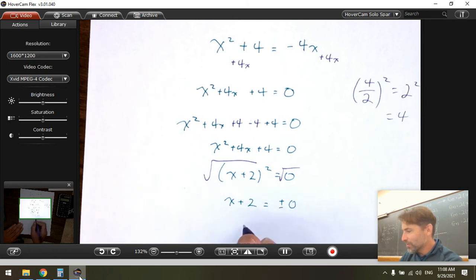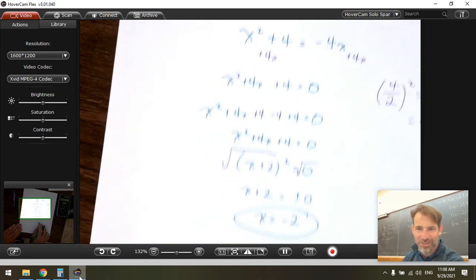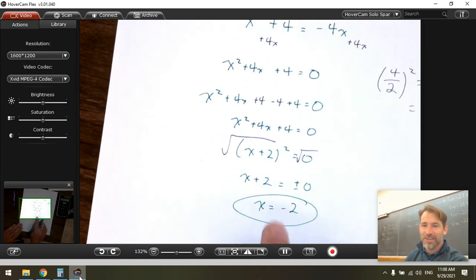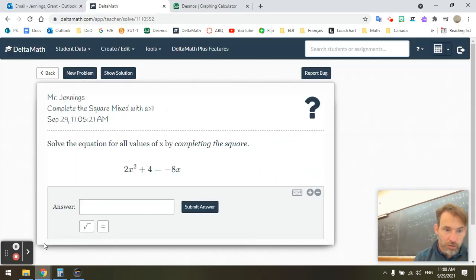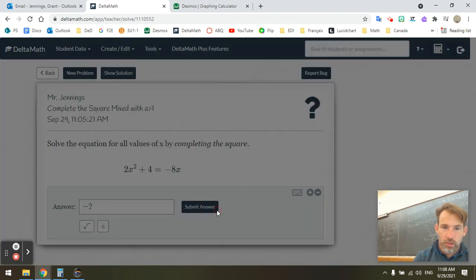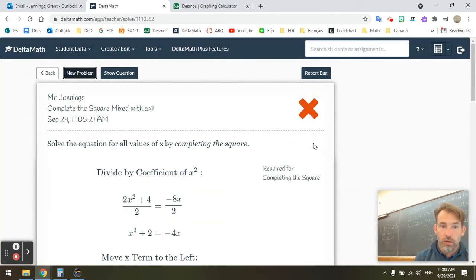So I have here x is equal to negative 2. I think I said earlier x is 2. That was a sign error. X is negative 2. Okay, so now I input that into Delta Math and see if my answer is correct. Minus 2. So that answer. You're sure? Yes. No. What?